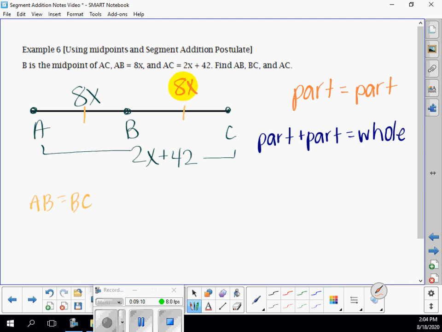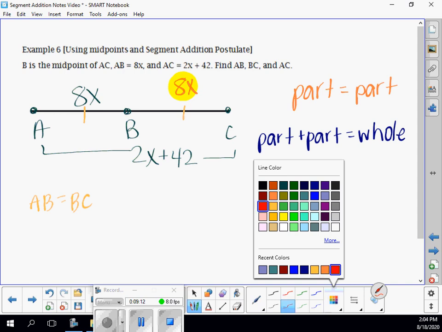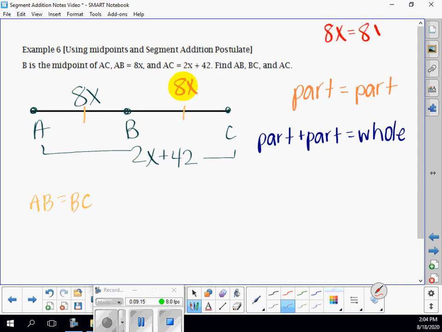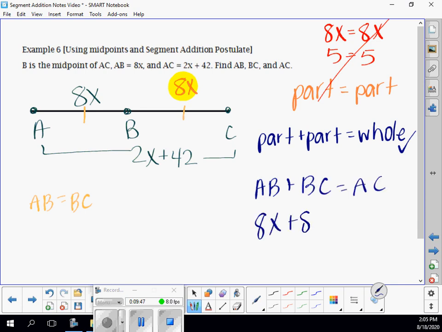Now guys, you can't do part equals part, because part equals part is going to be 8x equals 8x. Well, thank you. Yes, that's the same as 5 equals 5. So we can't use part equals part, because part equals part is going to cancel out. If you are given the whole segment, you must use the whole segment. There is no question about it. So we are given an expression for the whole segment, we must use it. So we will be using part plus part equals whole. My parts are AB and BC equals AC. AB is 8x, BC is 8x, and the whole thing is 2x plus 42.